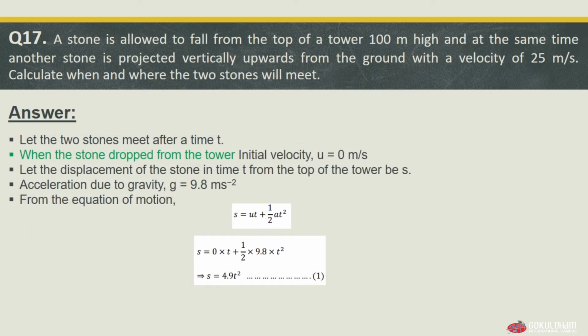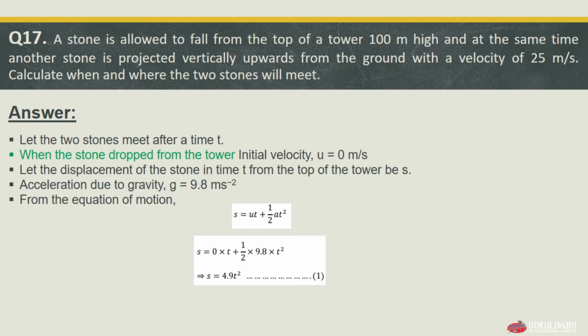The next question that we are going to solve is question number 17, which is: a stone is allowed to fall from the top of a tower which is 100 meter high, and at the same time another stone is projected vertically upward from the ground with a velocity of 25 meter per second. Means when a stone is allowed to fall from the top of the tower 100 meter high, another stone is thrown in the upward direction from the ground and its velocity is 25 meter per second. We have to calculate when and where these two stones will meet. So let's look at the answer.